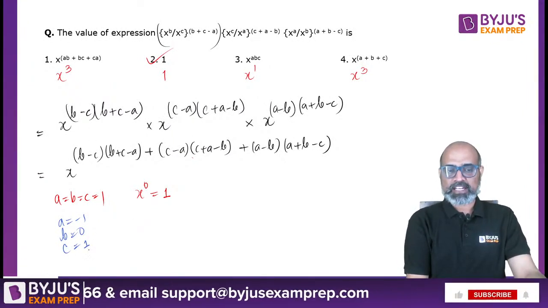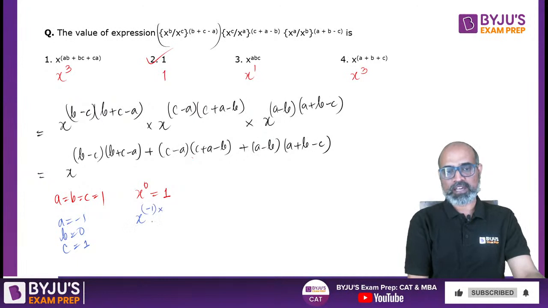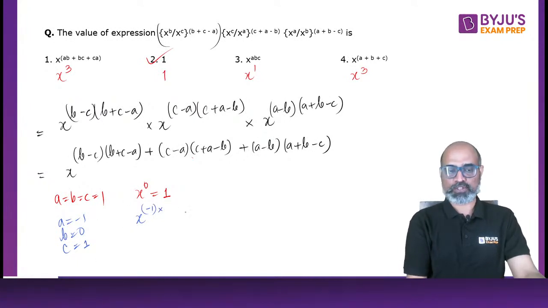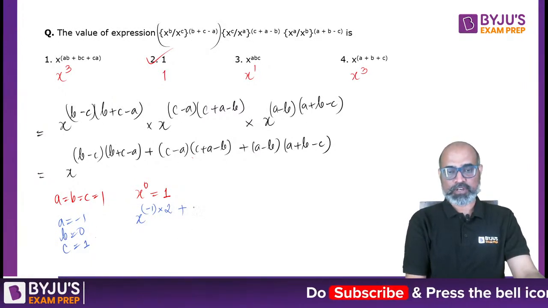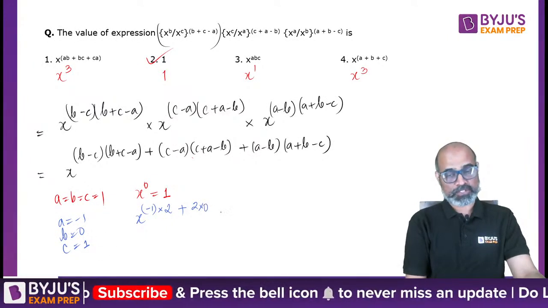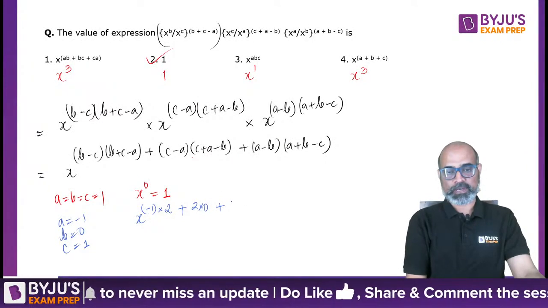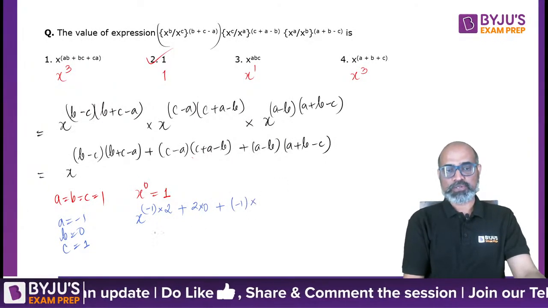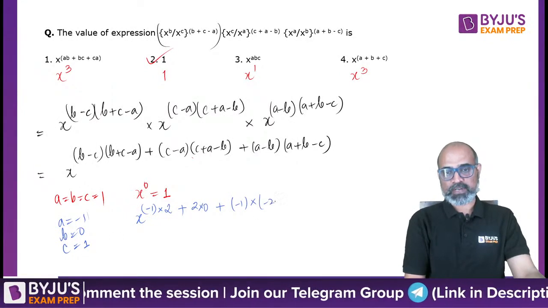If I take minus 1, 0 and 1 and put it over here, I will have x to the power b minus c, which is minus 1, into b plus c minus 1, which is going to be 2, plus c minus a is going to be 2, into c plus a minus b, this is going to be 0, plus a minus b, which is going to be minus 1, into a plus b minus c, which is going to give us minus 2.